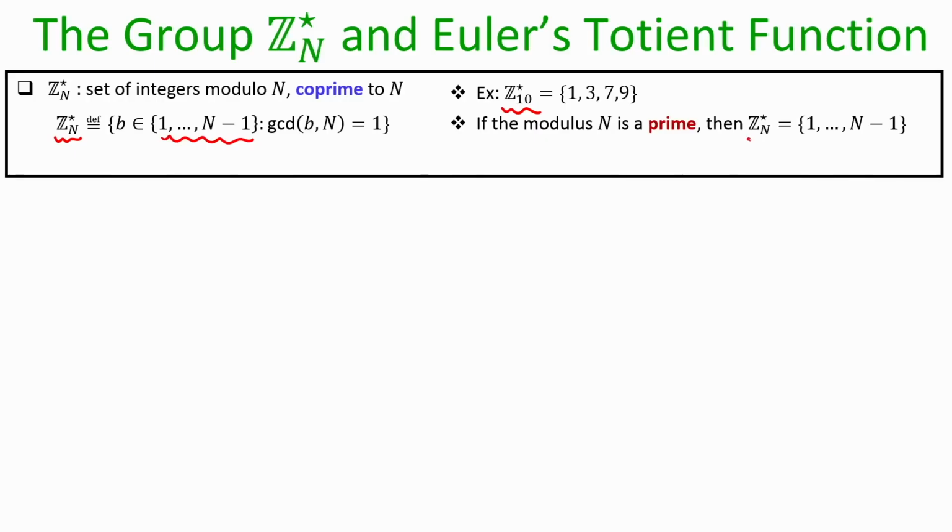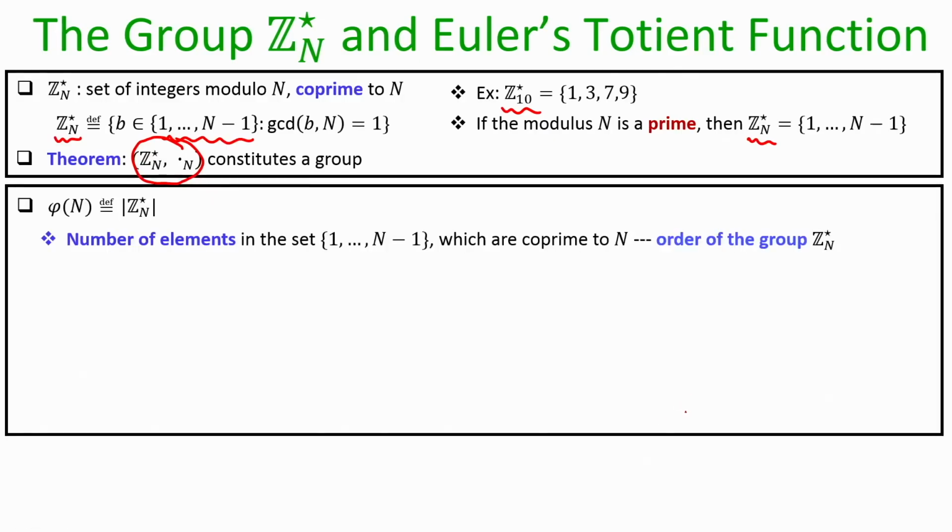It turns out that if your modulus n is a prime, then Zn star is nothing but the set 1 to n minus 1. And we already proved in one of our earlier lectures that the group Zn star along with the operation multiplication modulo n constitutes a group. So, the order of this group Zn star, namely the number of elements in the set 1 to n minus 1 which are co-prime to n, is called the Euler totient function, denoted by phi of n.